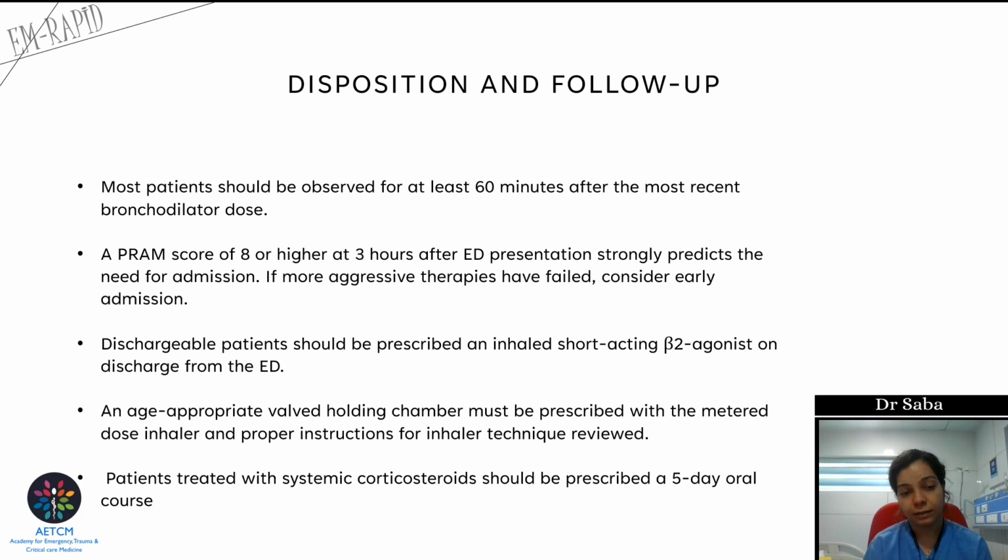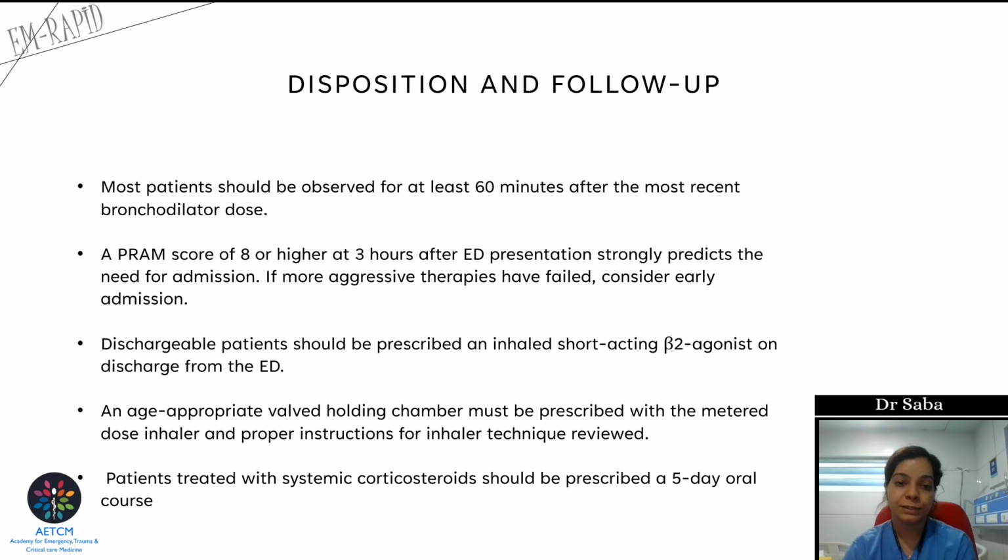For those patients who are to be discharged or treated on an outpatient basis, we educate the caregivers and the child to avoid any identifiable triggers like pollen allergies and any irritants that have been identified in the past, which can trigger an exacerbation. And we also prescribe the child an inhaled short-acting beta-2 agonist.